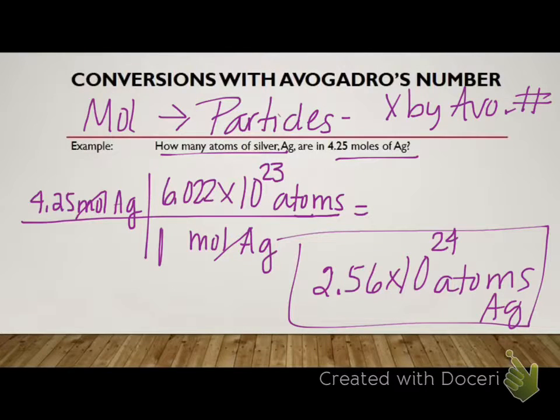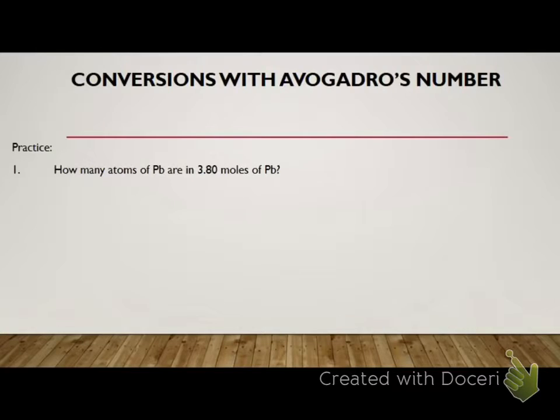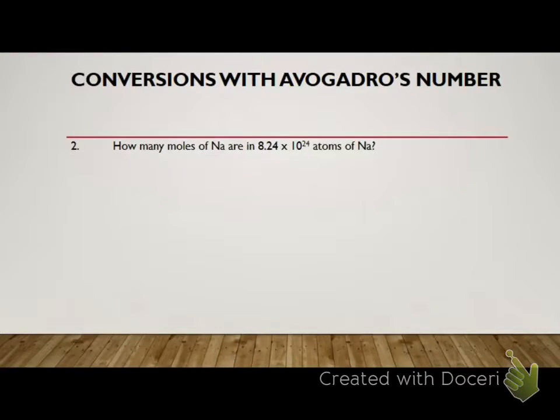Okay, so now let's do one that we go from atoms to moles. So what do you think we're going to do with Avogadro's number there? We're going to divide by it. Just notice the pattern. We already did a mole, so let's do this one. We have 8.24 times 10 to the 24 atoms of sodium.